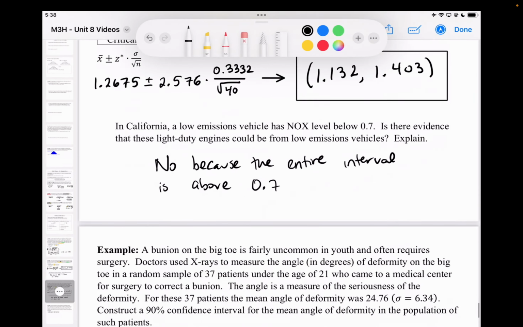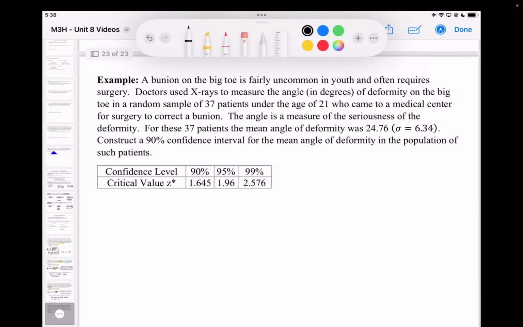All right, let's do one more. On this last example, we've got an example about bunions and finding the average angle. So once again, we're using mean angle of the deformity of some bunions. I'll skip around so you can read the whole thing yourself if you want. But we've got a random sample of 37 patients. And they found for those 37 patients that the mean angle of deformity was 24.76 with a standard deviation of 6.34. And they want us to do a 90% confidence interval.